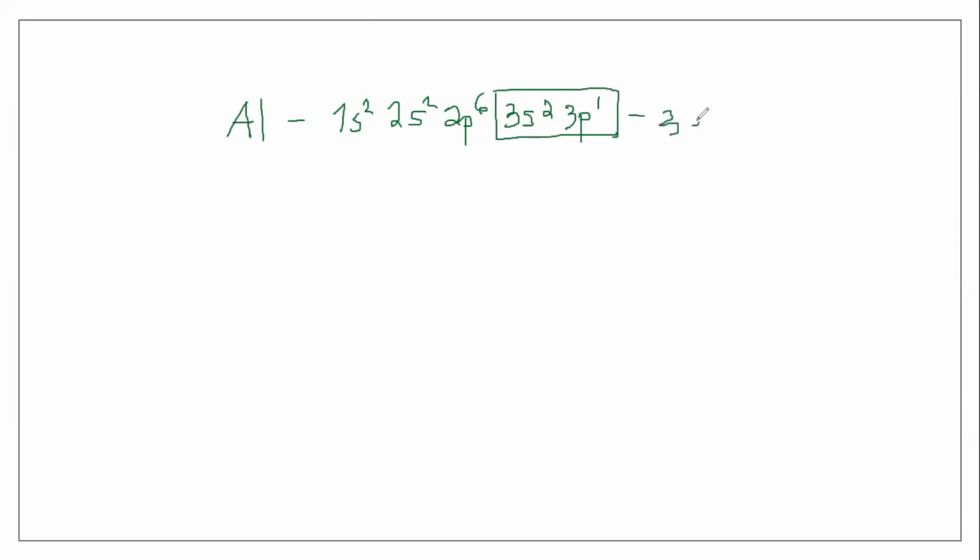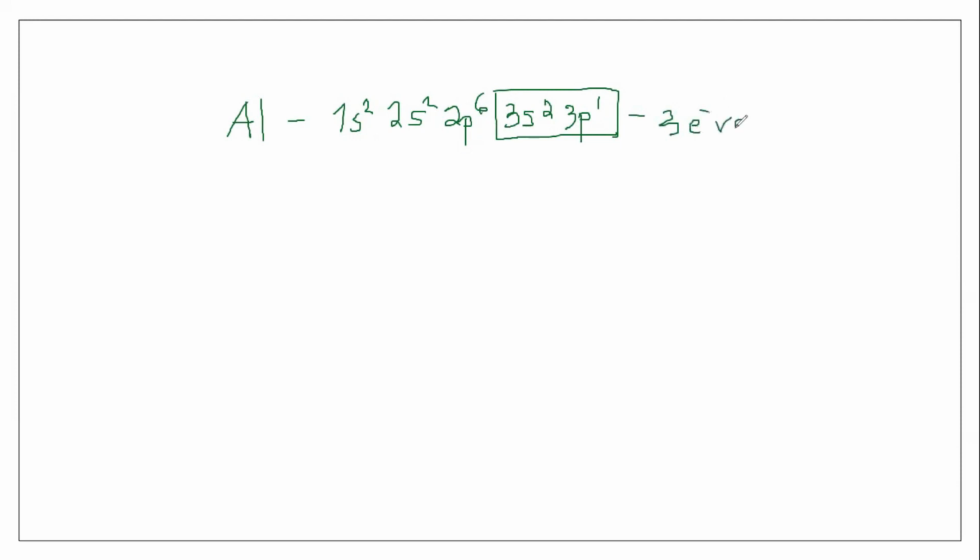Okay, let's have aluminum. Aluminum has an atomic number of 13. So let's first get the electron configuration. We have 1s2, 2s2, 2p6, and then we have 3s2, and then 3p1. So therefore, this will be the valence electrons of aluminum, which is 3.